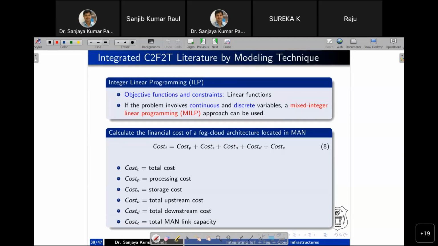Like here you can see the cost T, that is nothing but the total cost, that comprises several other costs. What are the other costs? They may be the processing cost, the storage cost, the uploading cost, the downloading cost, or the link cost, which is used in the transport network. If you sum all these costs, finally you get the total cost.